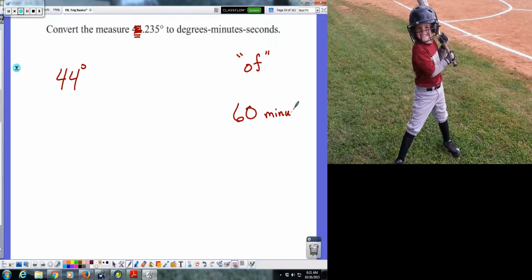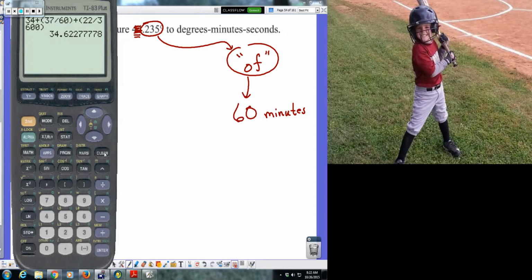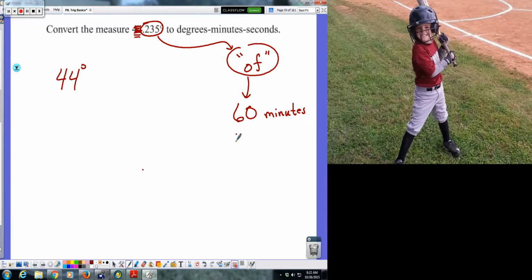We know that there are 60 minutes to complete a full degree. We don't have all 60. We have this portion of the 60. There's that word again. So how do I find this portion of the 60? We multiply them. So in your calculators, we're going to type in 0.235 of the 60, and that tells me that we have 14.1. We have 14 full minutes with a little bit left over. So the 14.1 is how many minutes we have.